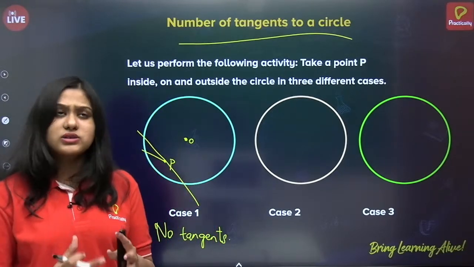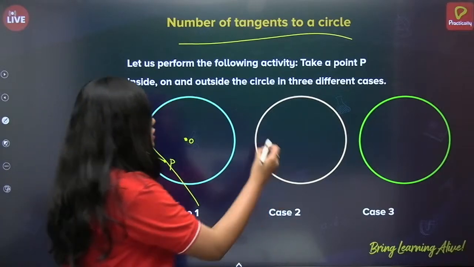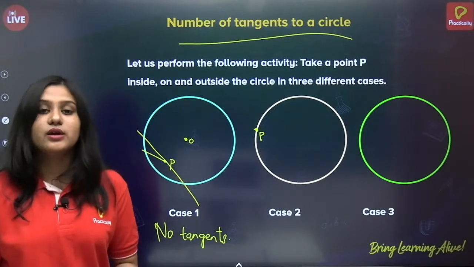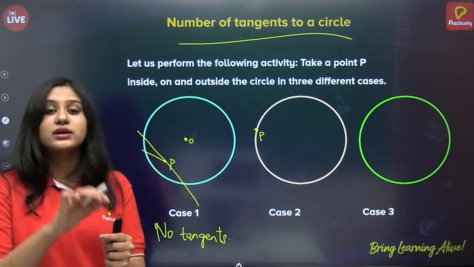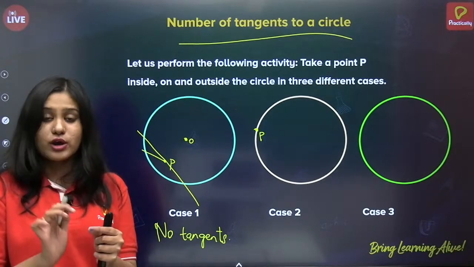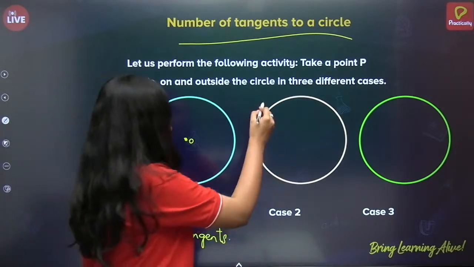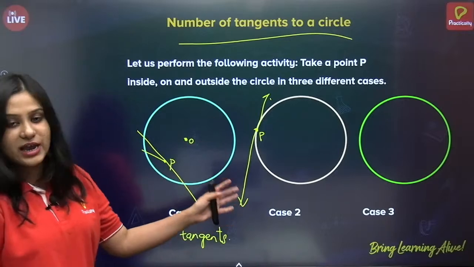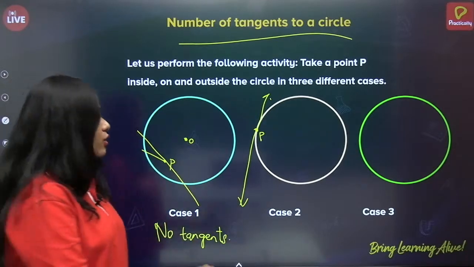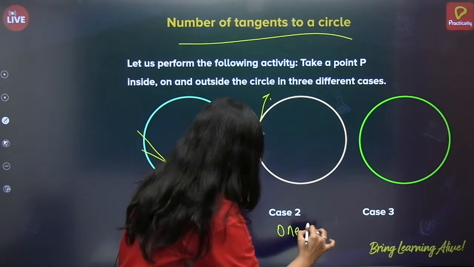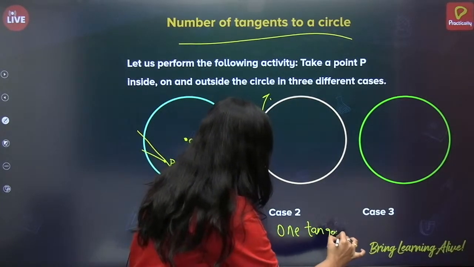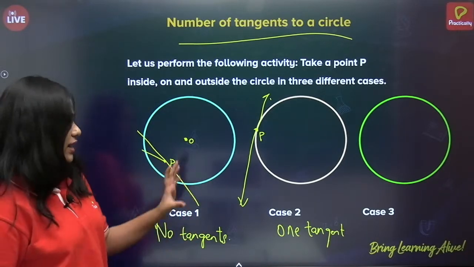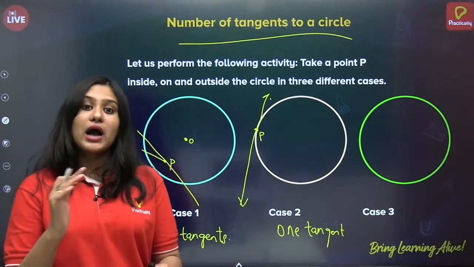What will be the second case? In the second case, the point is on the circle. So let me take this point P. We have already learned that at one point on the circle, only one tangent can be drawn at the point of contact. So it will be like this. I'm sorry for the drawing, it should be a straight line. Whenever you're drawing, please use a ruler. So one tangent. Now, the next case is a very interesting one.